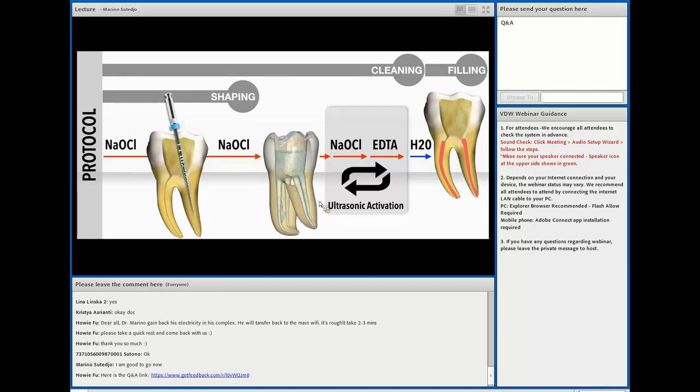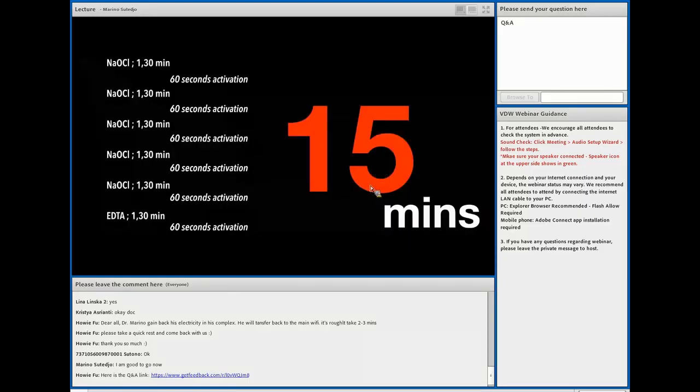Now it's time for us to enter the cleaning protocols. What I usually use, I will definitely use my sodium hypochlorite in conjunction with the EDTA, and I try to activate it with ultrasonic or sonic activation. After that, I'm going to flush everything out with my saline solution, and then I'm ready to do my obturation. So here is what I can give as, let's say, not the best protocol, but a standard or classic protocol that we can use in our irrigation protocol.